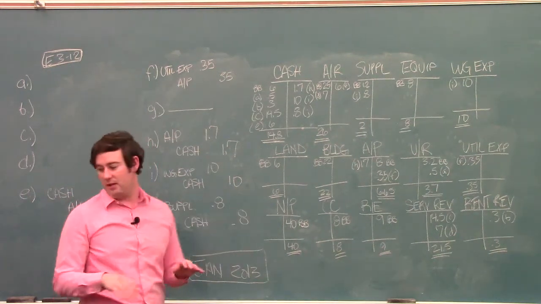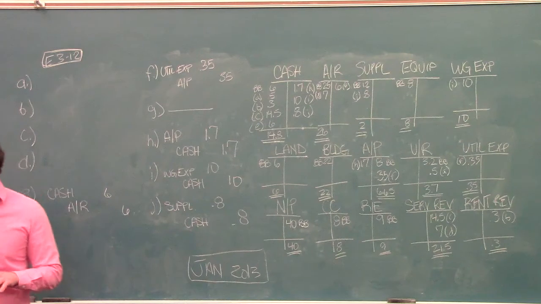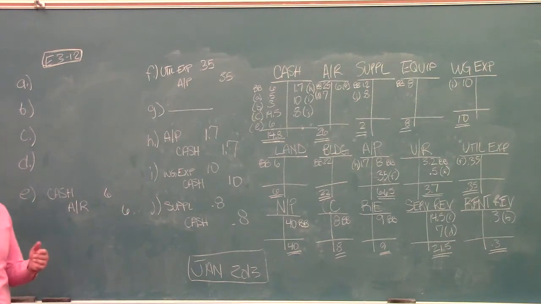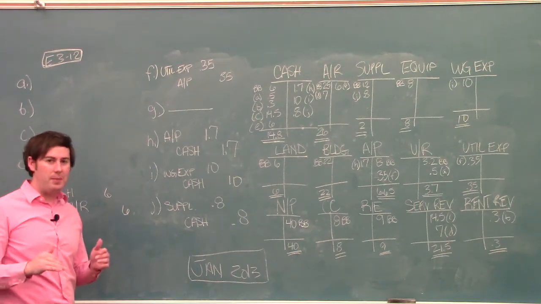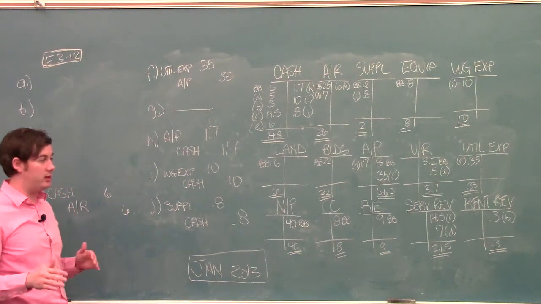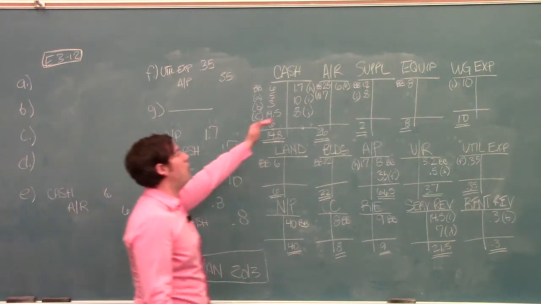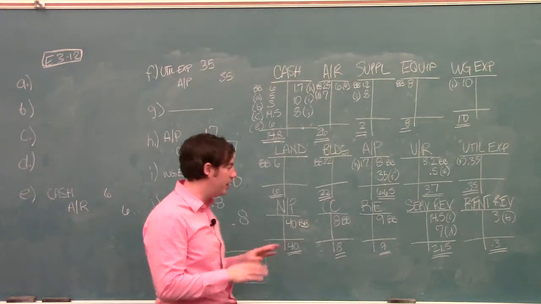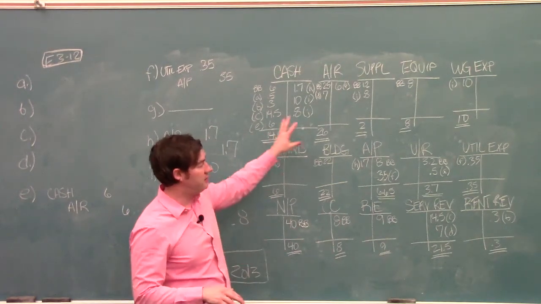The first requirement in this problem, E312, gives you some information about Ricky's Piano Rebuilding Company. The first requirement asks you to create T accounts for several different accounts, both the ones where they give you beginning balances and the ones where they don't. So I've listed out all the T accounts here. We'll talk about posting the journal entries to those T accounts a little bit later, but your first requirement is to simply list out the T accounts.